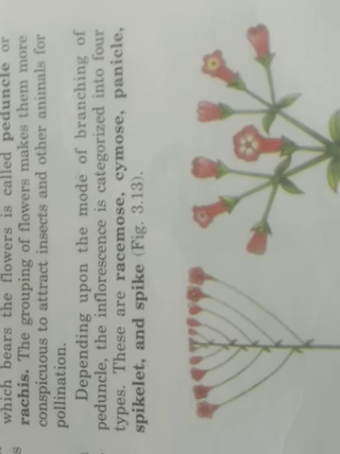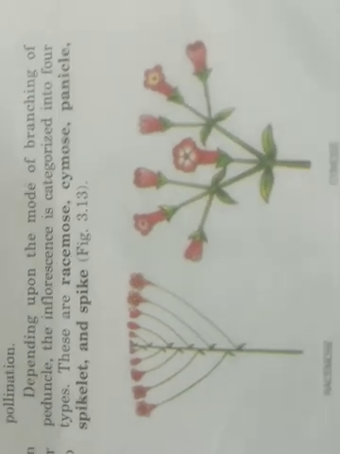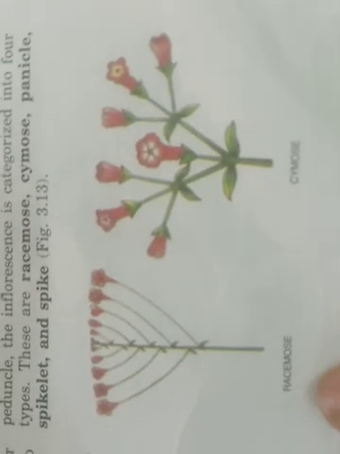An example of this racemose inflorescence is mustard and radish. You can find this type of inflorescence in mustard and radish.